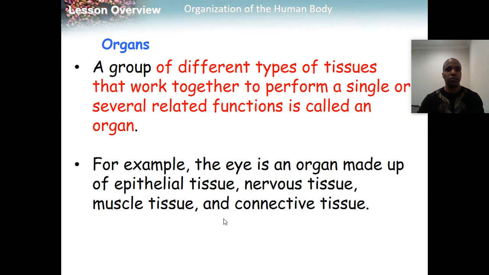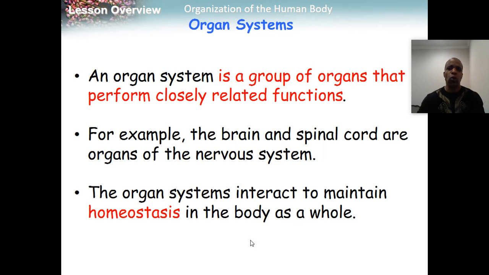Organs. A group of different types of tissues that work together to perform a single function or several functions that are related is called an organ. For example, the eye is an organ made up of epithelial tissue, nervous tissue, muscle tissue, and connective tissue. An organ system is a group of organs that perform closely related functions.